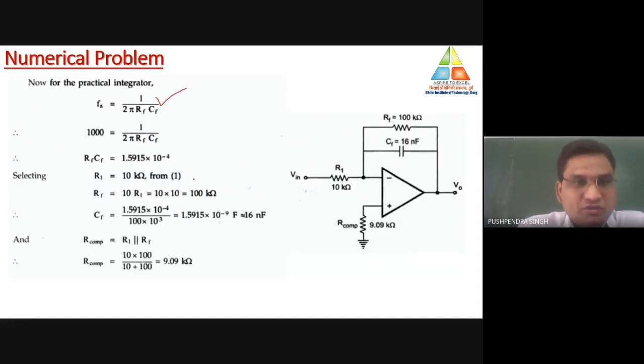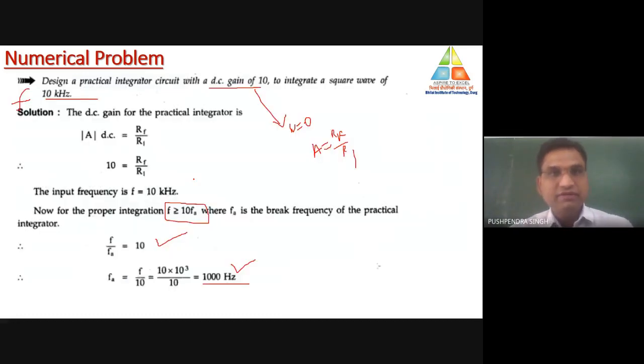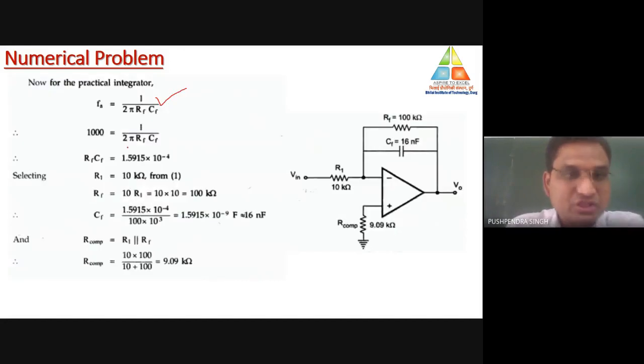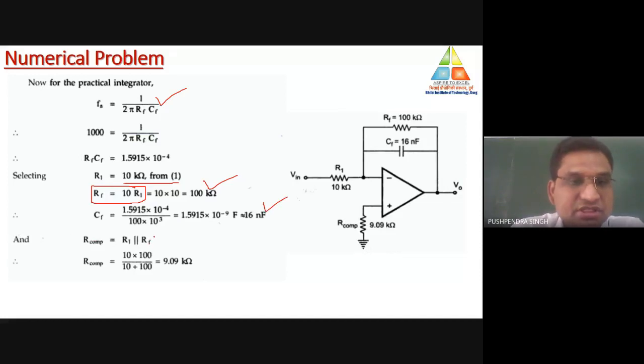Now we need to assume any one parameter. Why? Because the value of capacitance and none of the resistances is given. That's why we need to assume any one component. So we have assumed the value of resistance, R1 equal to 10 kilo ohm. Already we know that the value of feedback resistance is 10 times the input resistance. So Rf is 10 into R1, 10 kilo ohm, so 100 kilo ohm. So Cf will be, after some simplification, that one. What is R compensation? R compensation is the parallel combination of R1 and Rf.